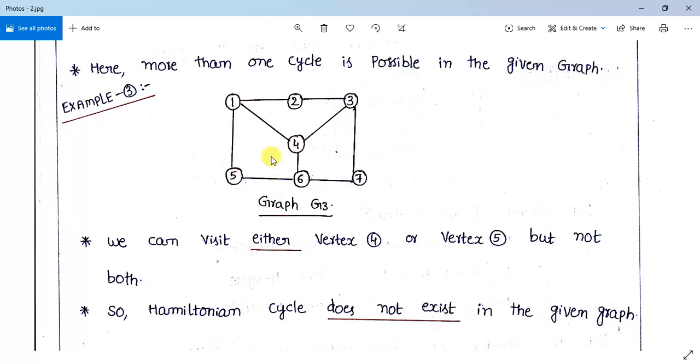So here there is no possibility to visit both vertex 4 and vertex 5. You can visit either vertex 4 or vertex 5. It is not possible to visit both the vertices. So we are unable to visit all the vertices exactly once. That's why a Hamiltonian cycle does not exist in this given graph. Because you are unable to visit both vertices one after another. You can visit either 4 or 5. So in such situations a Hamiltonian cycle is not possible.